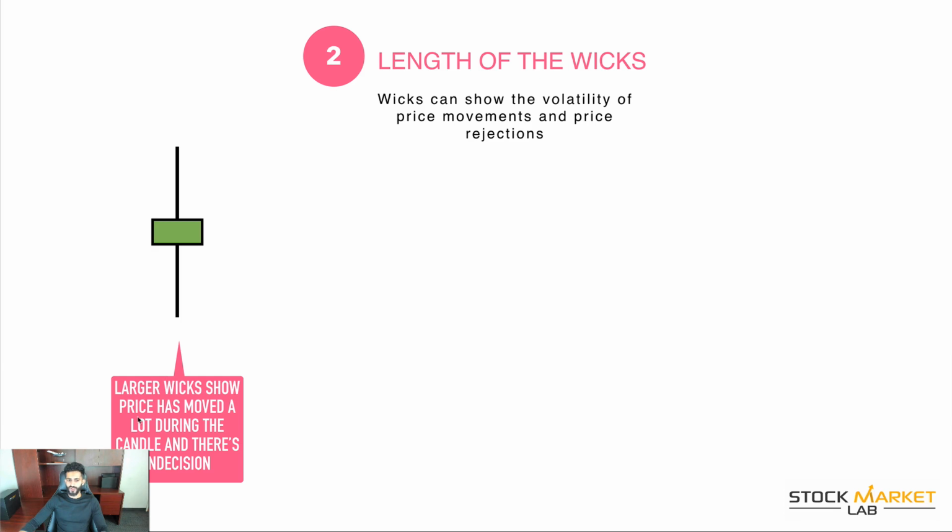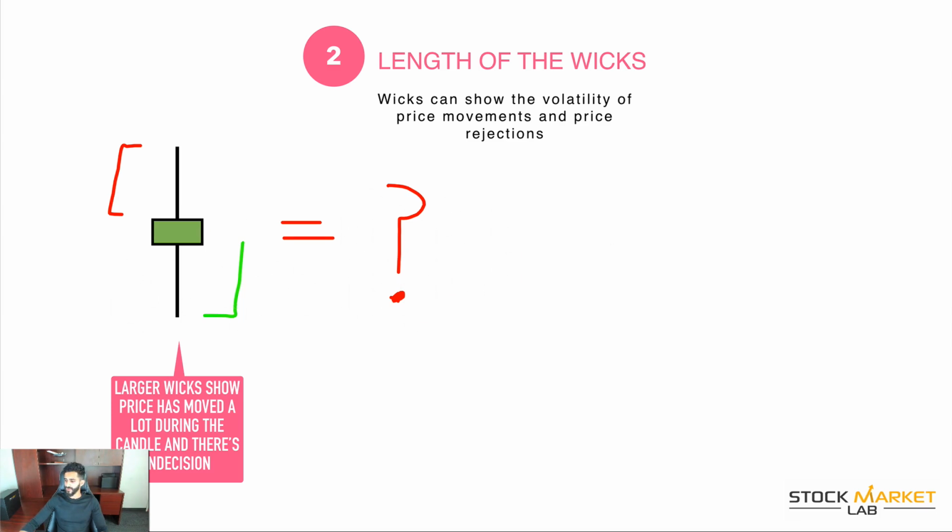Larger wicks show price has moved a lot during the candle. And there's indecision between buyers and sellers, right? So if we understand this candle, what do we know? We know buyers stepped in here, right? And sellers rejected it. So this candle represents bulls and bears are indecisive. No one is in control. Even though there's a small green body, the large wicks represent bulls and bears are indecisive.